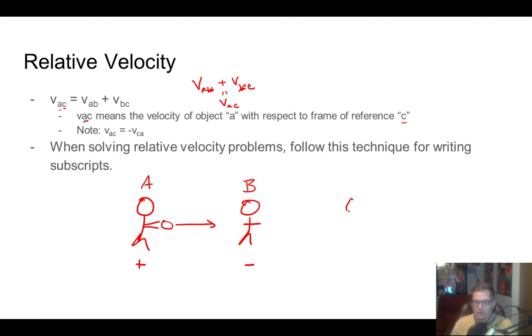And if we go the other way, if we have person A here, and person B over here, and he's going to take the ball and throw it to person A, now person B sees the ball with a positive velocity and person A sees the ball with a negative velocity. So if we flip where the frame of reference is, the reference point flips, then we get the negative because it's just the other point of view. All right, so that's going to come up here.